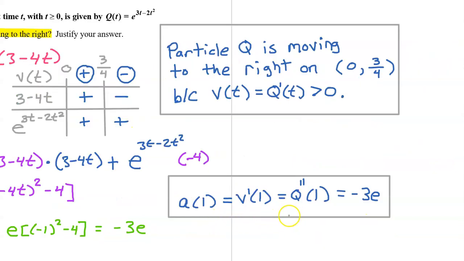Just to be on the safe side, I want to refer back to the given function q in my final answer. So I will say a at 1 equals v prime at 1, which equals q double prime at 1, equals negative 3e.